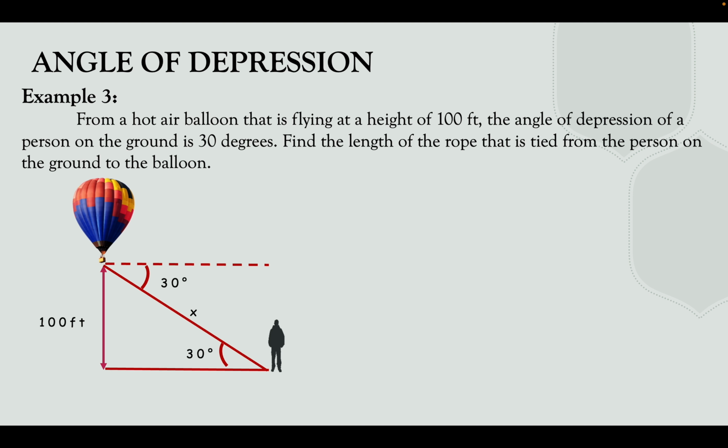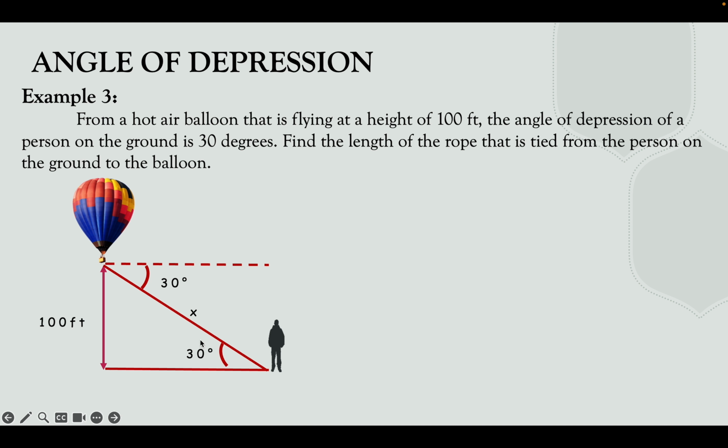So we have here the illustration. The height of the hot air balloon to the ground is 100 feet. And then the angle of depression of a person on the ground is 30 degrees. Now we need to find the length of the rope to the hot air balloon that is tied to the person. So that means the angle of depression is 30 degrees.